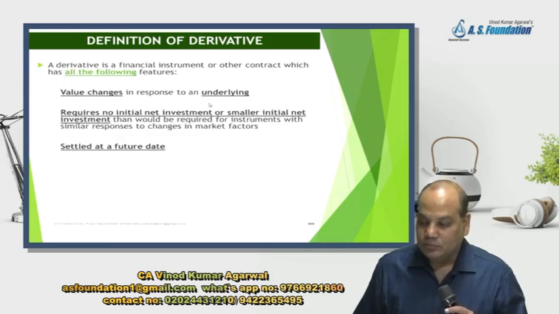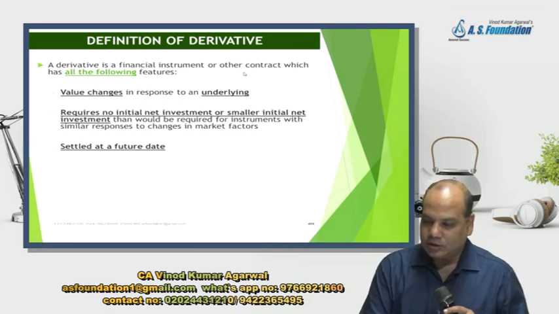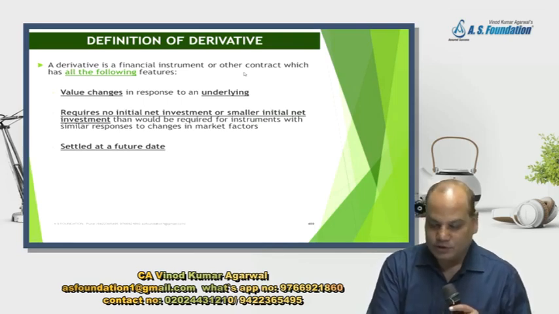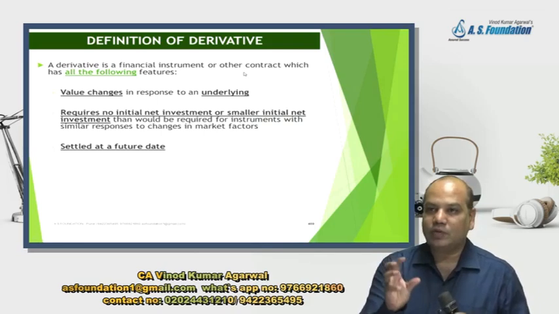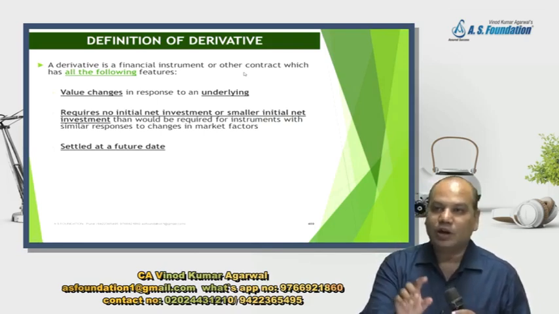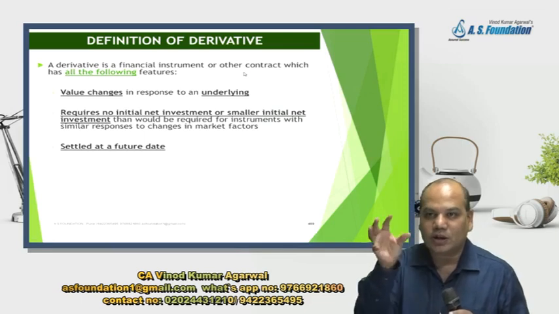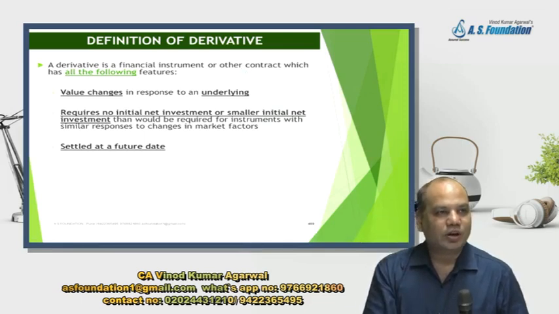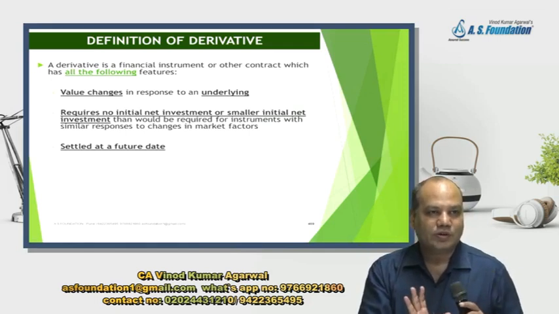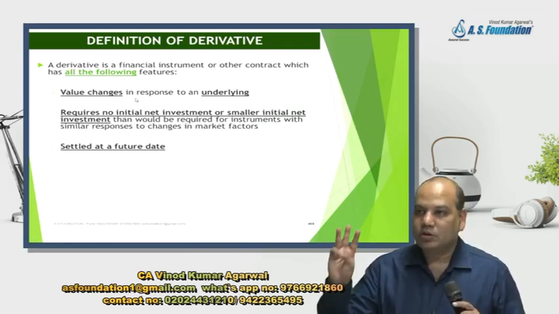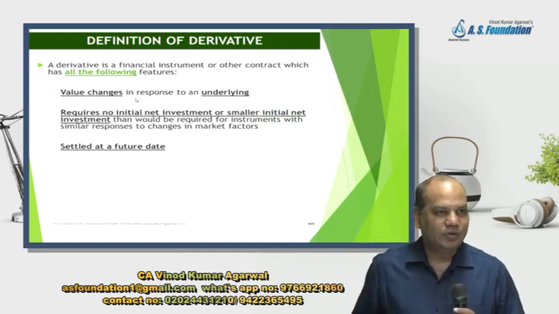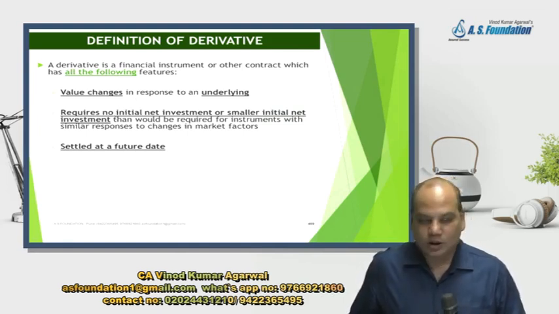So the standard says a derivative is a financial instrument or any other contract which has the following features. In fact, now they will give you questions where they will ask whether a given contract is a derivative. They'll give you some features. What you have to see is that three conditions need to be fulfilled, three simple things you can identify in a contract. First, its value changes in response to a change in an underlying.